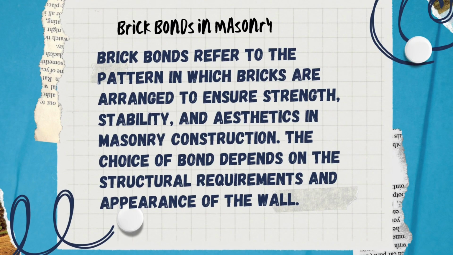Next is brick bond in masonry. Brick bond refers to the pattern in which bricks are arranged to ensure the strength, stability and aesthetics in masonry construction. The choice of bond depends on the structural requirement and appearance of the wall.